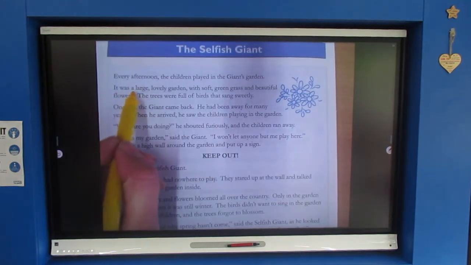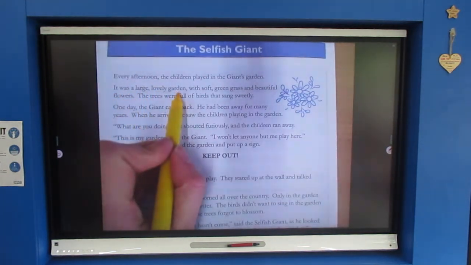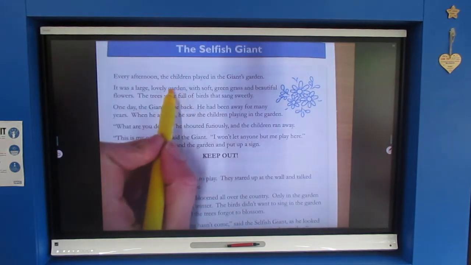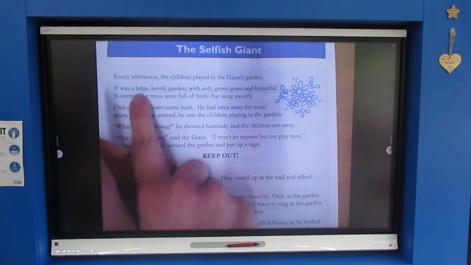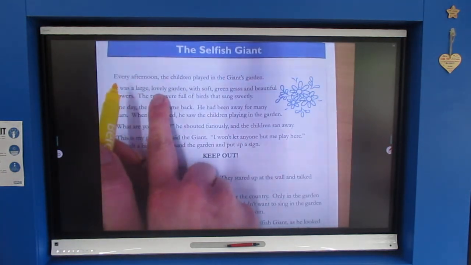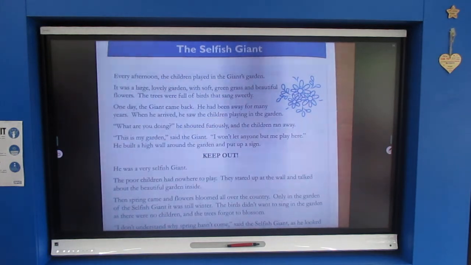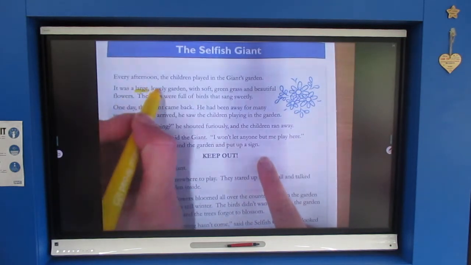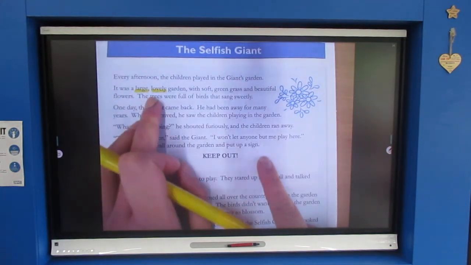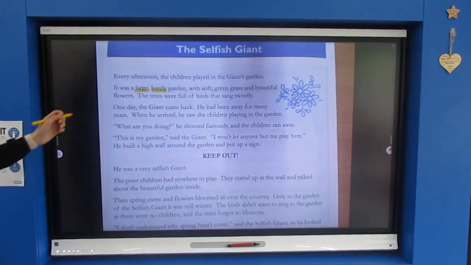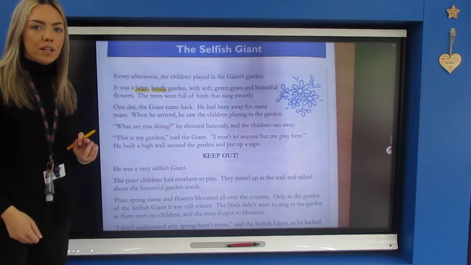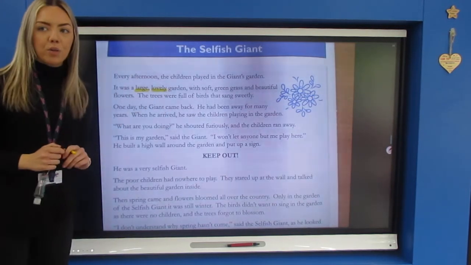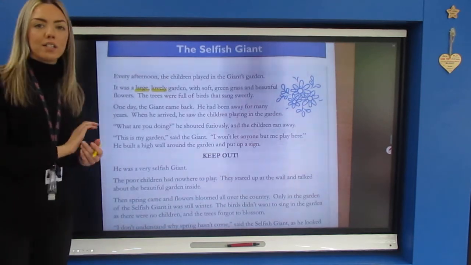It was a large, lovely garden. So I know that garden is my noun, but look at these two words here, large and lovely. Do they describe the garden? They do, don't they? So let's underline them. Okay. So you can see here, just like we did with our boat, they have got two adjectives to describe their noun, the garden, just like our sentence about the boat.